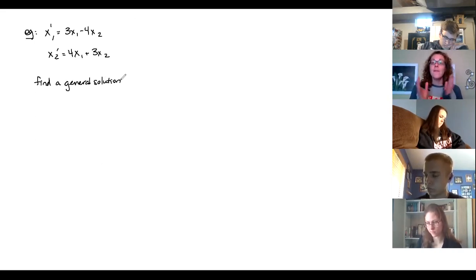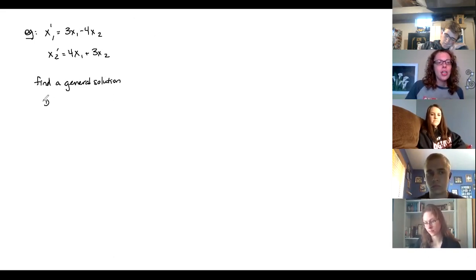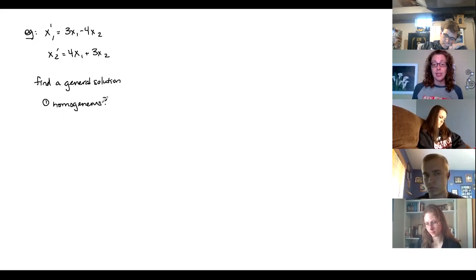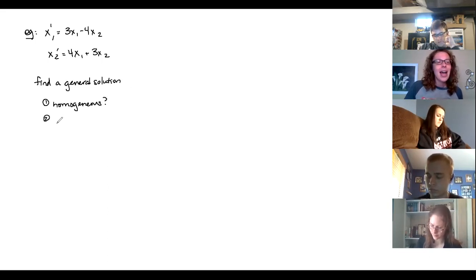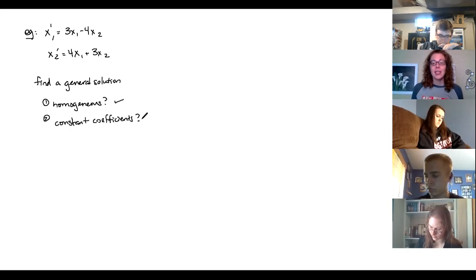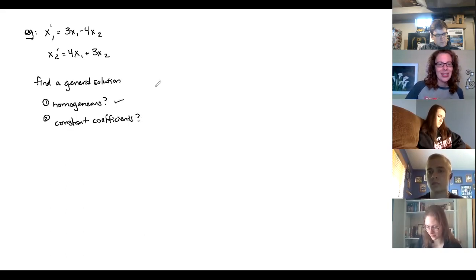Find a general solution. First of all, we have to check that we can use the eigenvalue method. So two things that you have to check. Homogeneous: is this a homogeneous system of equations? Yes. Second, we need to have constant coefficients. Yes, we have constant coefficients. Okay. All right. Since we can do both of those, we want to go with the eigenvalue method.